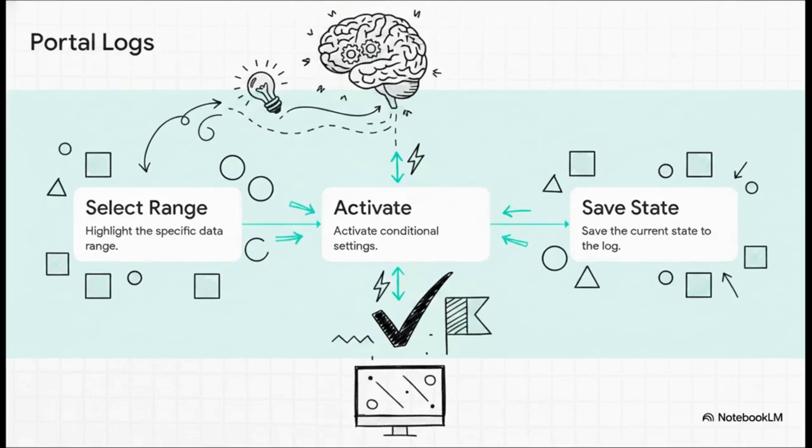Now, Part D is where a lot of students unfortunately trip up. We're talking about the exam portal logs. To ensure the examiner instantly awards you these points, your documentation in the submission window must be incredibly clean and directional. No need to write a novel. Step 1, select range. Step 2, activate conditional settings. Step 3, save state. That's it. This framework proves your exact workflow execution cleanly and technically, leaving absolutely zero ambiguity about the advanced logic path you utilized.